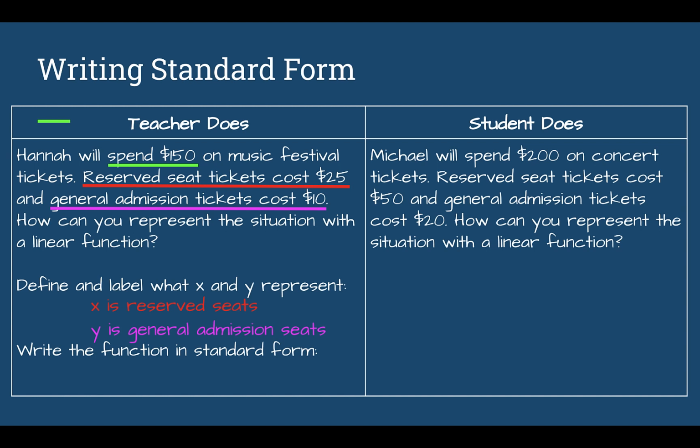When we start putting this together, we're going to look at what the value of x is and put it with x, and what the value of y is and put it with y. So, x, our reserved seats, was $25. So I'm going to write that as 25x. Y is our general admission. Those were $10. So I'm going to write that as 10y. And they're going to be combined together because I'm trying to figure out a combination of tickets. And our total was 150. So I would write equals 150.